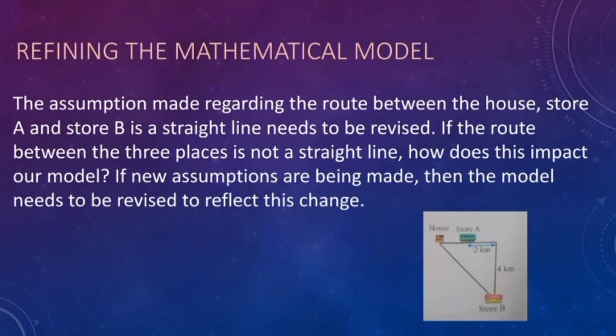Refining the mathematical model. The assumption made regarding the route between the house, store A and store B being a straight line needs to be revised. If the route between the three places is not a straight line, how does this impact our model? If new assumptions are made, then the model needs to be revised to reflect this change.